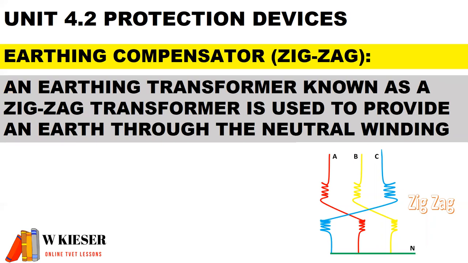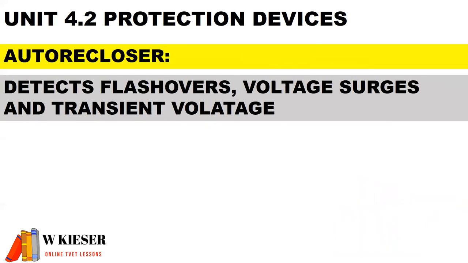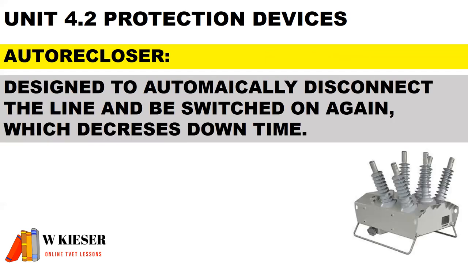An earthing transformer, known as a zigzag transformer, is used to provide an earth through the neutral winding. An auto recloser detects flashovers, voltage surges, and transient voltage. It is designed to automatically disconnect the line and can be switched on again. And this decreases the downtime on the network whenever there's a fault.